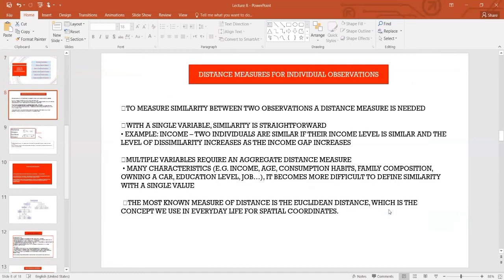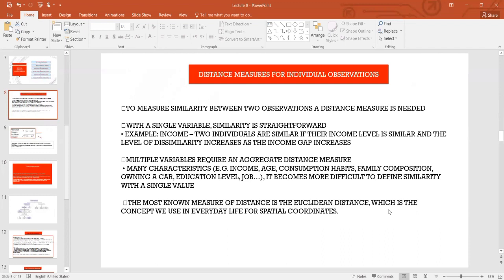Okay, distance measures of individual observations. To measure similarity between two observations, a distance measure is needed. With a single variable, similarity is straightforward. Example, income. Two individuals are similar if their income level is similar, and the level of dissimilarity increases as the income gap increases. طول ما هني عدد الانكم قريب لبعض وهني similar، وكل ما صار في عنا فروقات بالانكم بيكون صار في عنا gap، صار في عنا فجوة أكبر. هيدي بالنسبة ل one variable.